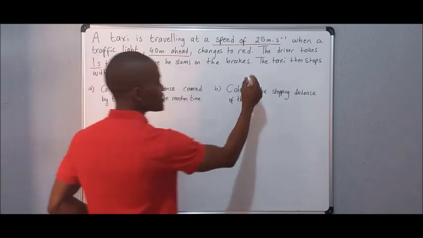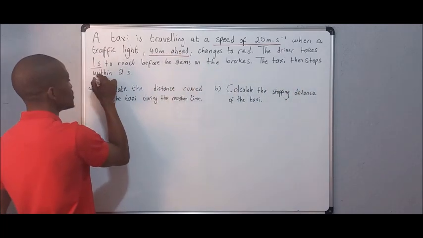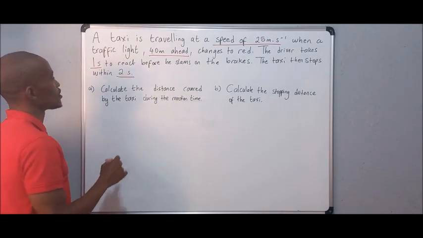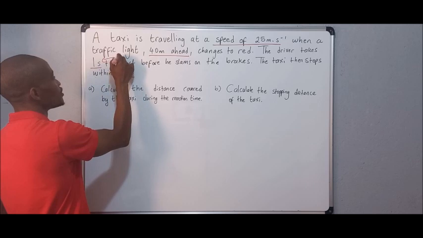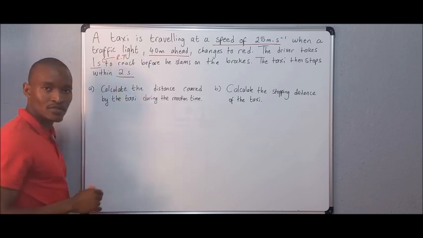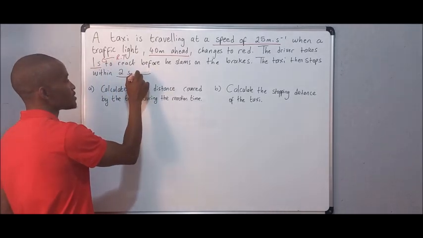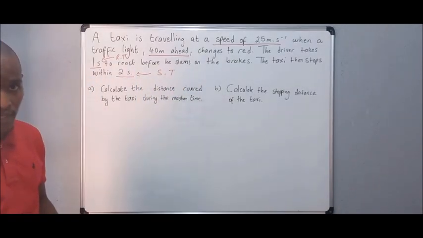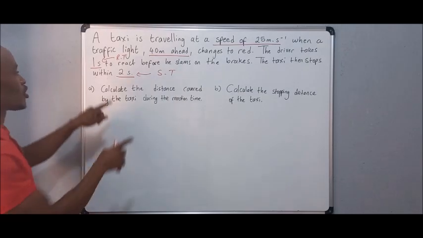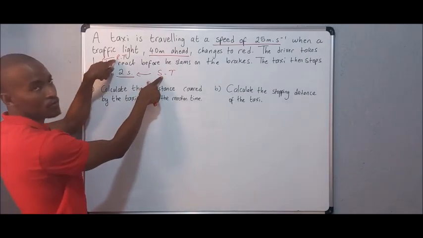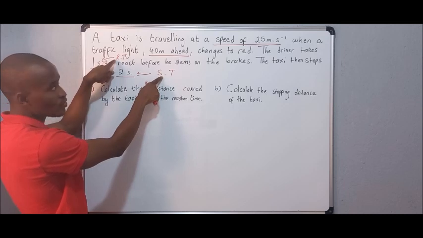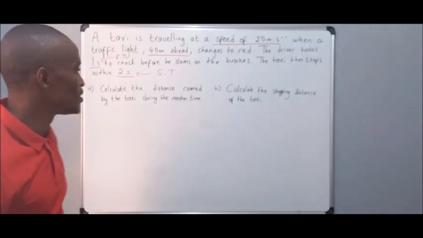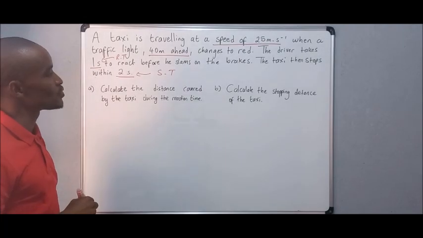So then the taxi stops within what? 2 seconds. This is called your reaction time. I'll use RT to abbreviate reaction time, and this is called the stopping time. The combination of these will give you the total amount of time it took for this taxi to come to a stop. So let's go to the question.